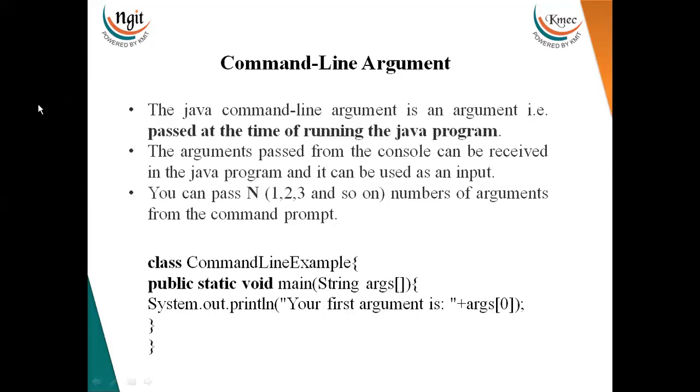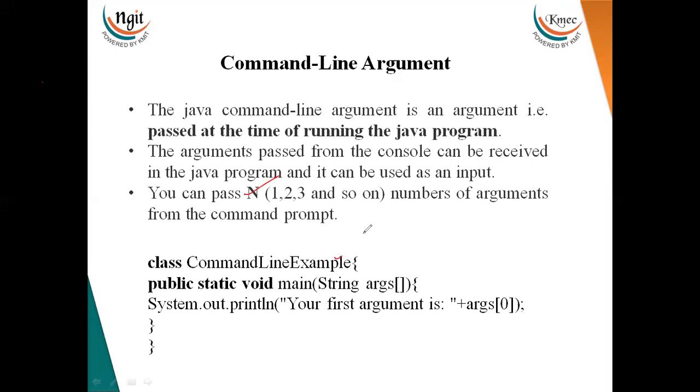Now coming to the command line arguments. Sir, what do command line arguments mean? Beta, the arguments which are passed at the time of running the Java program are called command line arguments. They are passed from the command prompt to the main method array. Sir, how many arguments can we pass? Beta, you can pass n number of arguments.